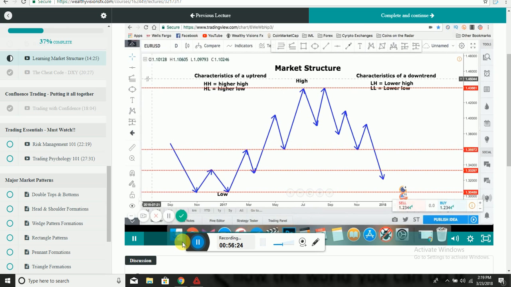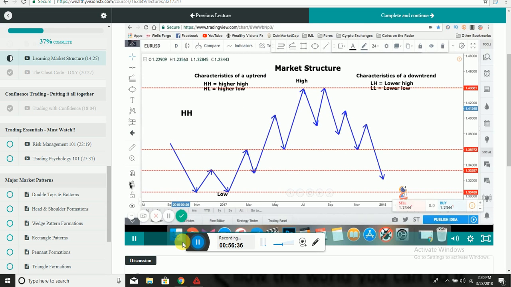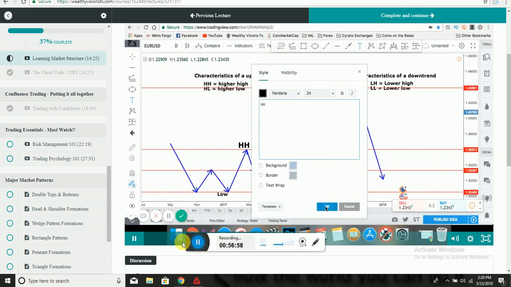Okay? And just so you guys can see exactly what I mean, we're going to mark the higher highs and higher lows, so you guys can see the characteristics of an uptrend. But you guys really have to get familiar with this stuff right here, guys, or else you're not going to be able to really make it in this market whatsoever. Okay, so you got higher high, we got higher high.